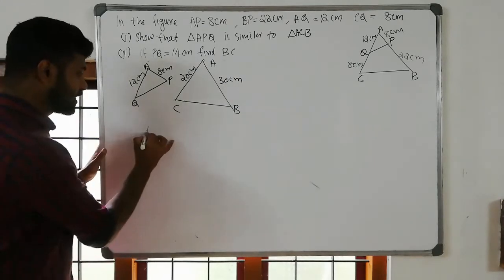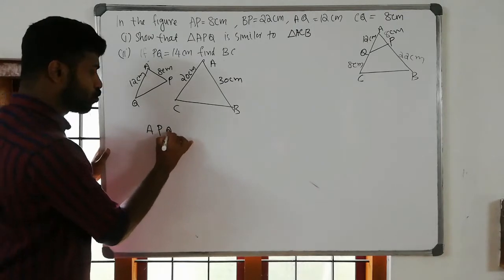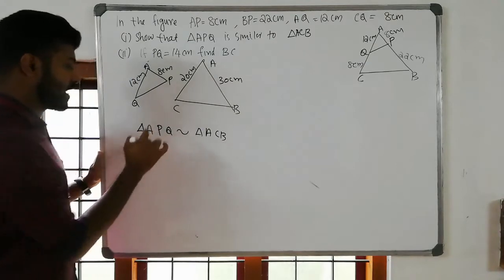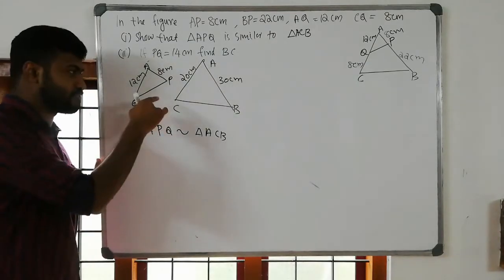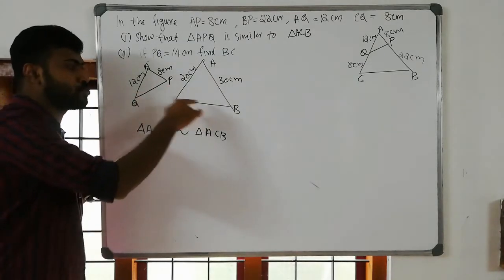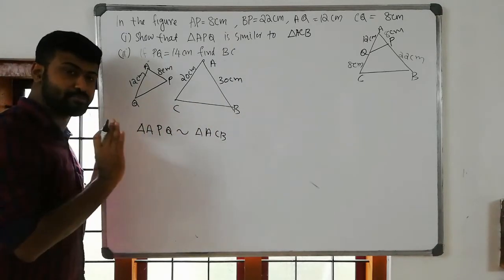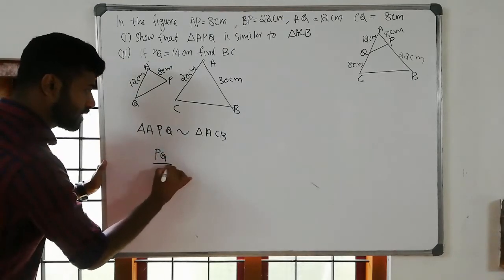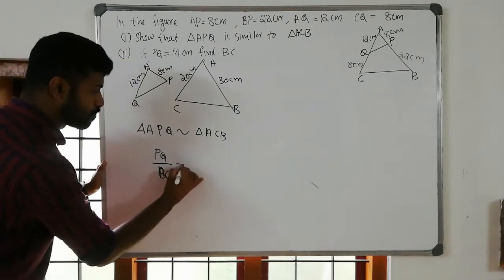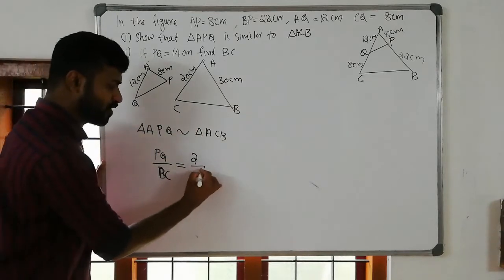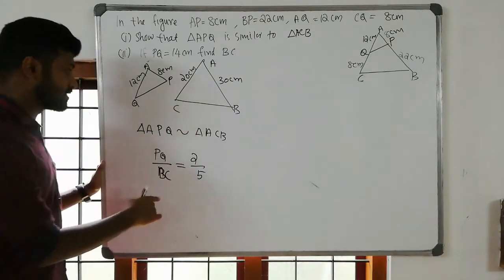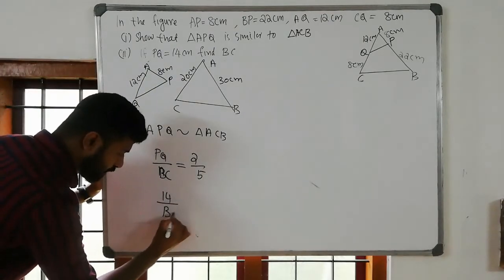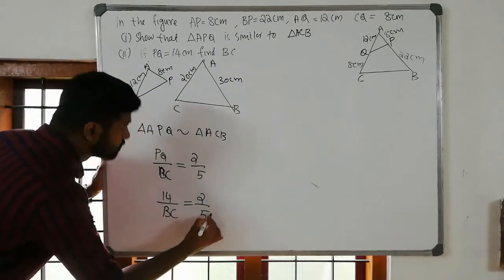We have triangle APQ is similar to triangle ACB. Therefore, the corresponding sides PQ and BC have the same ratio as the other sides. So PQ by BC is equal to 2 by 5. We already get the ratio 2 by 5, and the length of PQ is given. The length of PQ is 14. So 14 by BC is equal to 2 by 5.